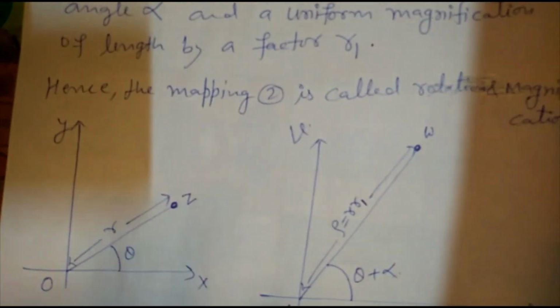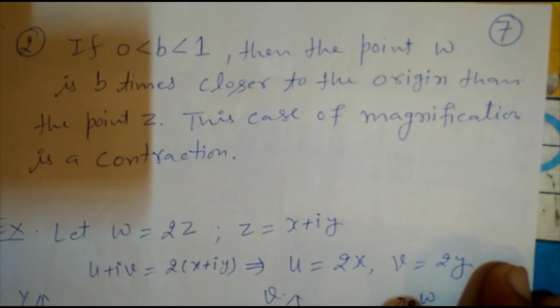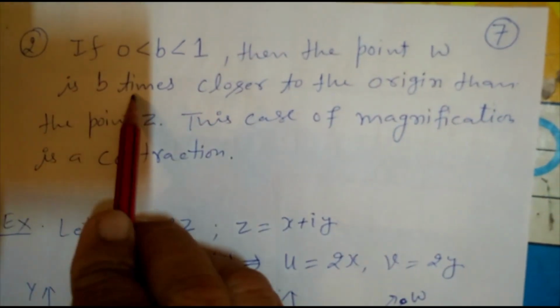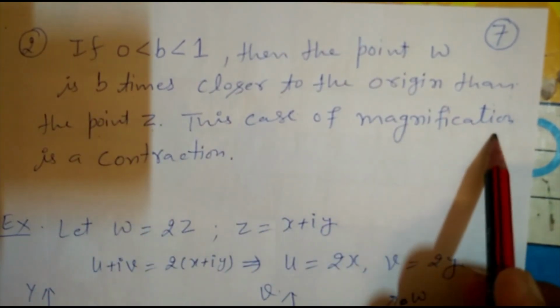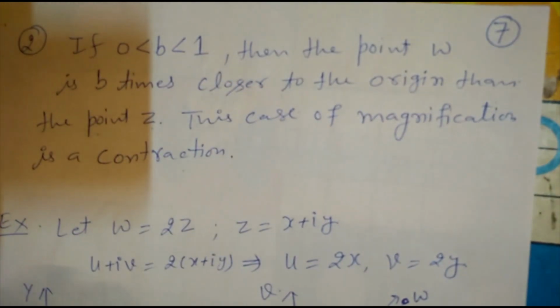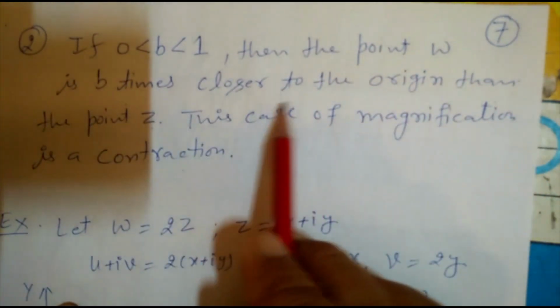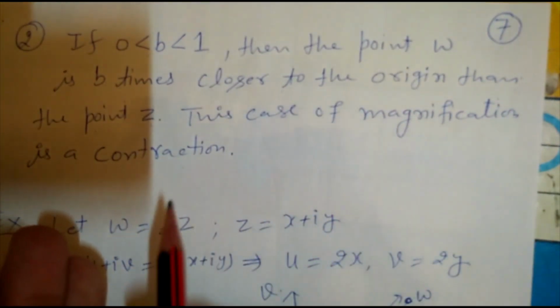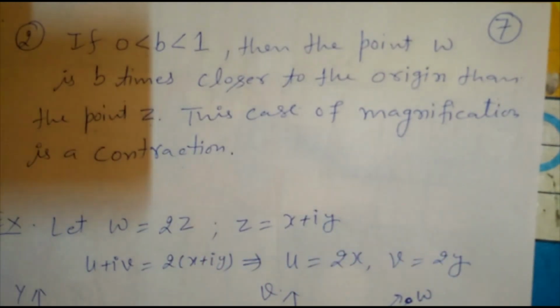Now the second point: if b lies between 0 and 1, then the point w is b times closer to the origin than the point z. This case of magnification is a contraction. That is, if b is greater than 1, then it will be a magnification by factor b. But if b lies between 0 and 1, then the point w is closer to the origin than the point z. So such a type of magnification is called a contraction.